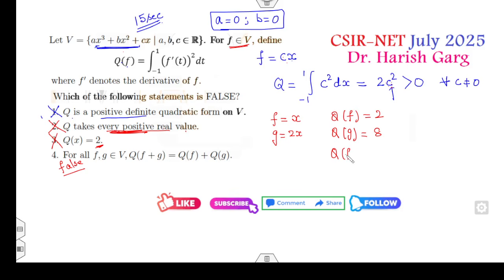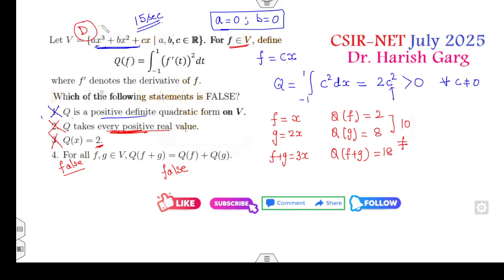What is the Q of f plus g? What is the value of f plus g? It is 3x. So 2 of c square, 2 times 9 is 18. Clearly the sum is 10, which is not equal to 18. So the right answer is D, it is the correct answer of the problem.